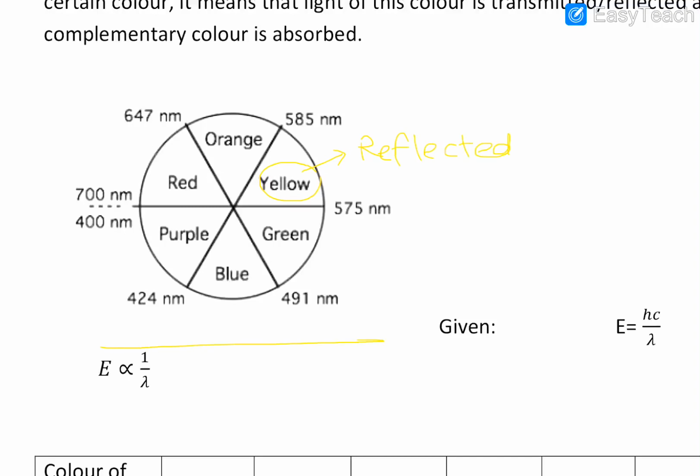So this is the color wheel. This is going to help guide you to know which color is reflected and which color is absorbed. So yellow color is reflected because the purple color is absorbed. The complementary color to yellow is purple. So this purple color is absorbed.